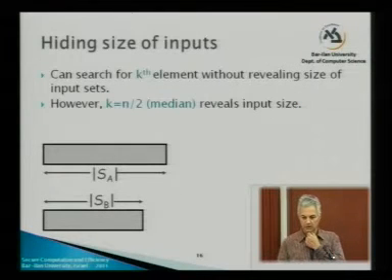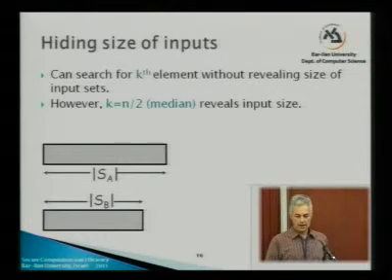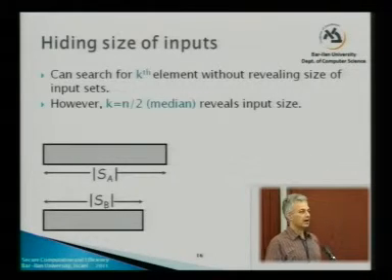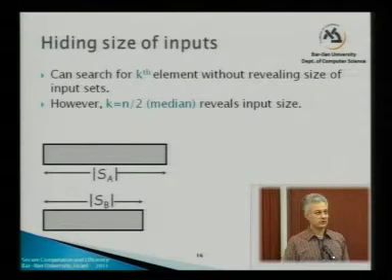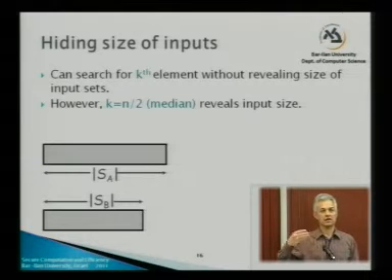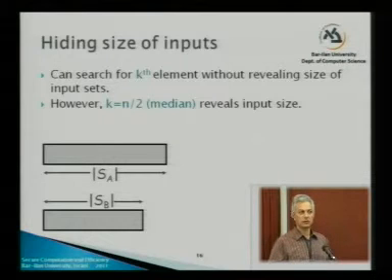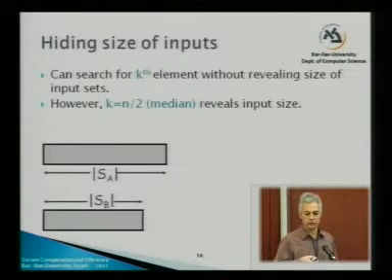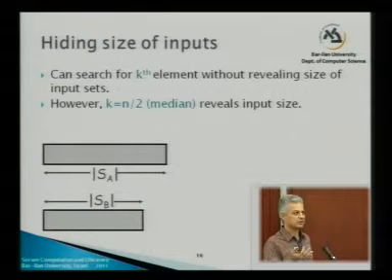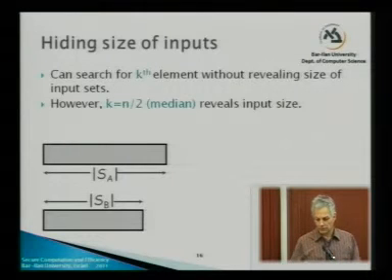Another issue is, suppose we want to find the kth item, and we don't want to reveal the size of the input sets. We want to find the 100th item, but I don't want to tell you how large my set is. So if we look for the median, we have to look for a median of a set whose size is 2 times k. The kth item will be that median. But I don't want to reveal k to you.